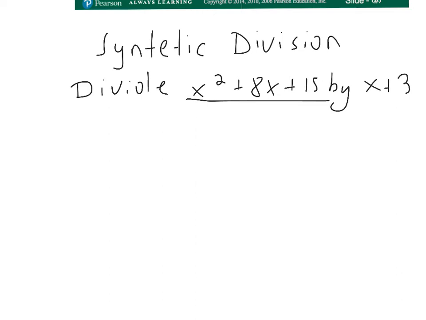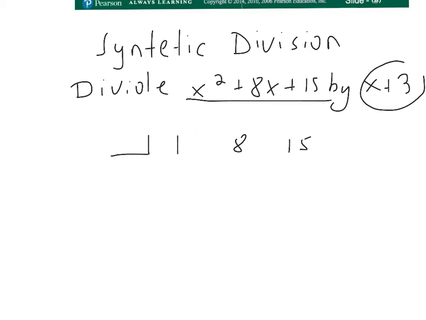So what I'm going to do is this. I'm going to put 1, 8, and 15. All I'm writing is the coefficients. Okay? A is 1, b is 8, c is 15. And now the interesting part is what is going over here, your divisor. So let's think about this. x plus 3. The question is, is it 3 or is it negative 3?